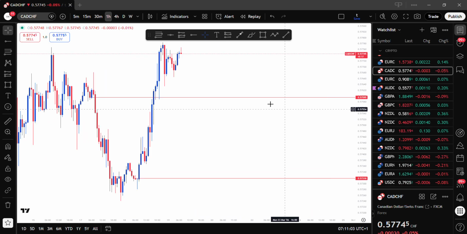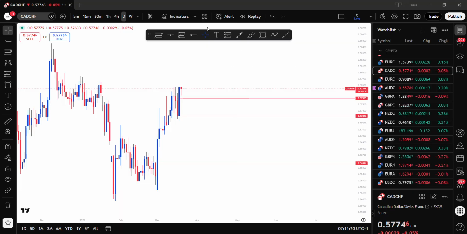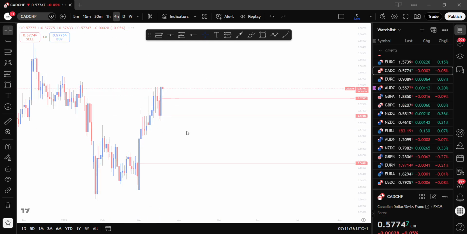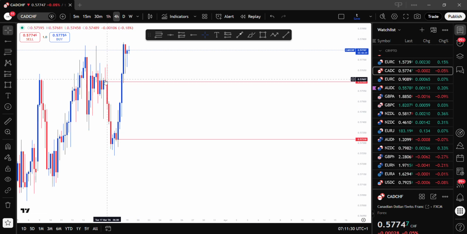On CAD CHF, as you can see on the daily time frame, there has been more of a buy happening. If you come to 4 hours, you can see there is more buy still happening. This previous resistance area, the market might likely come and tap and keep pushing up.